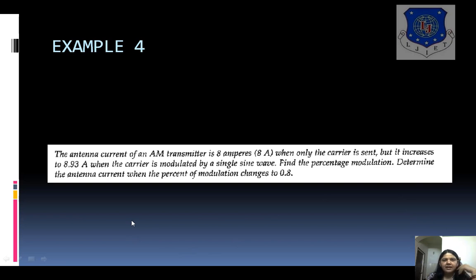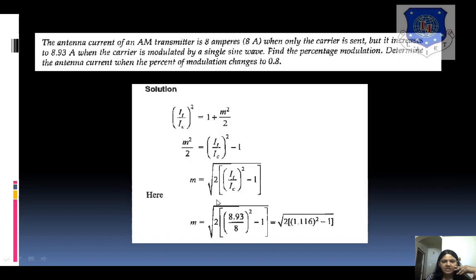Example number 4. The antenna current of an AM transmitter. Such kinds of examples are mainly asked during any of the examinations, so you have to prepare the examples according to this. The antenna current of an AM transmitter is 8 ampere when only the carrier is sent, but it increases to 8.93 ampere when the carrier is modulated by a single sine wave. Find the percentage modulation. Determine the antenna current when the percentage of modulation changes to 0.8.